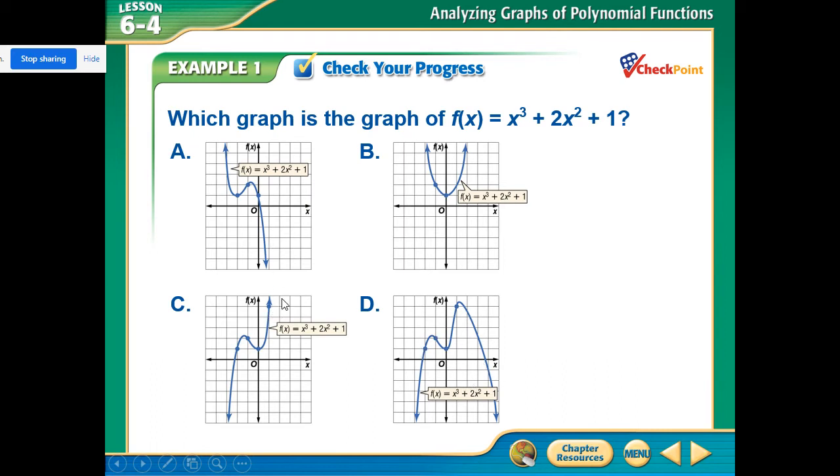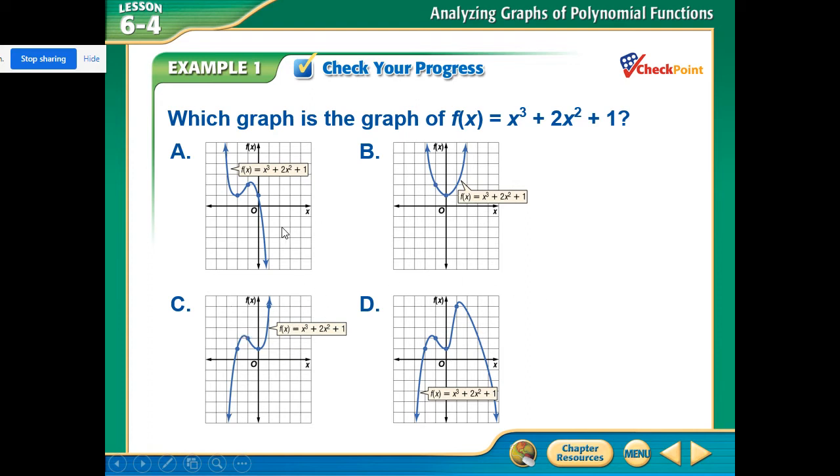And then if you remember from yesterday, we look at the leading coefficient, which is positive, and positive means it goes down and then up. This would be a negative leading coefficient, from the negative being up to the positive being down. But negative, negative, positive, positive is definitely going to be C.